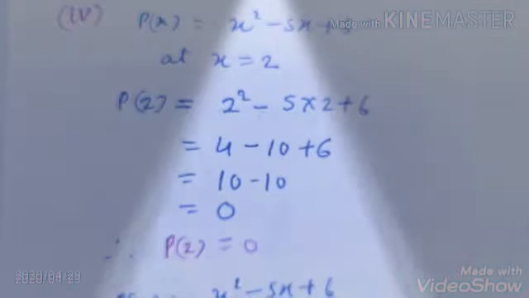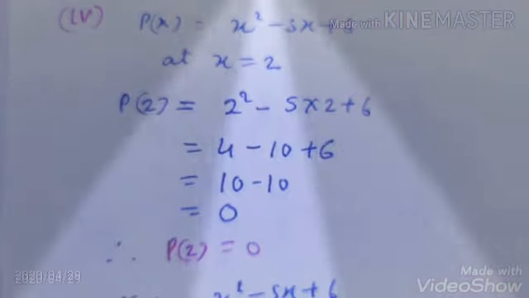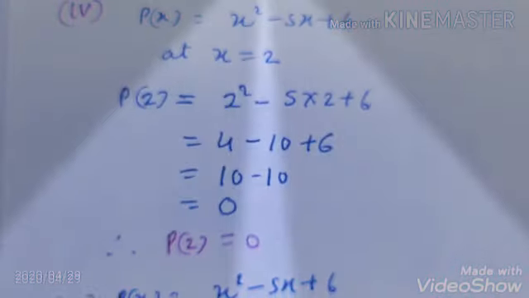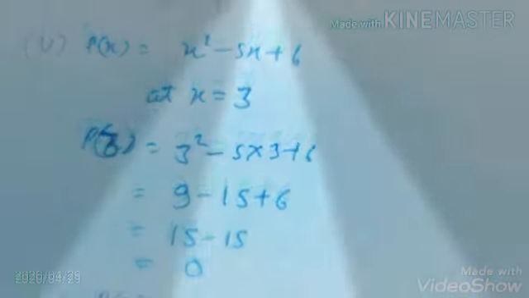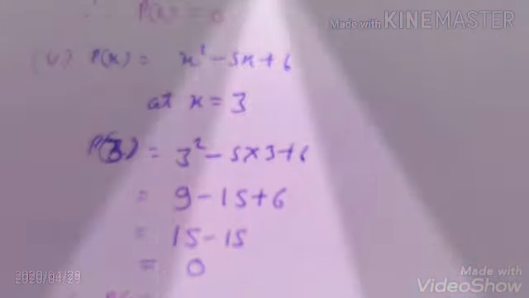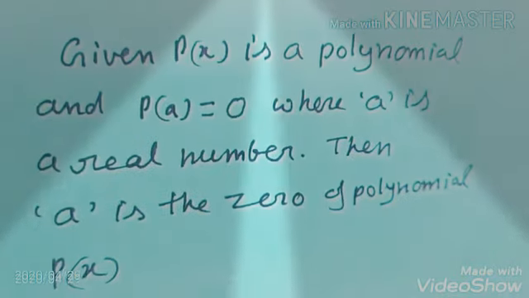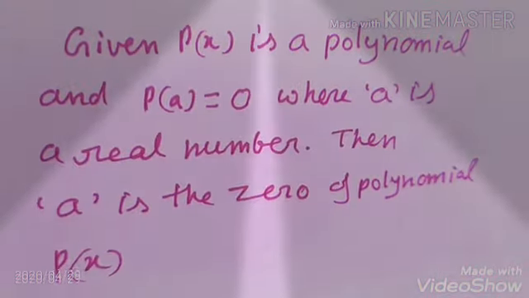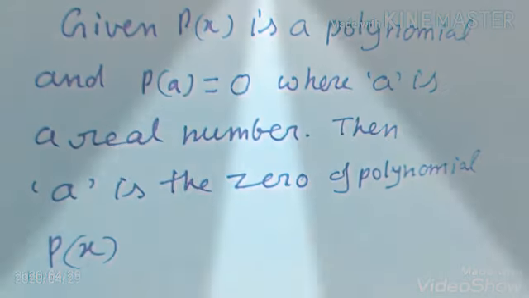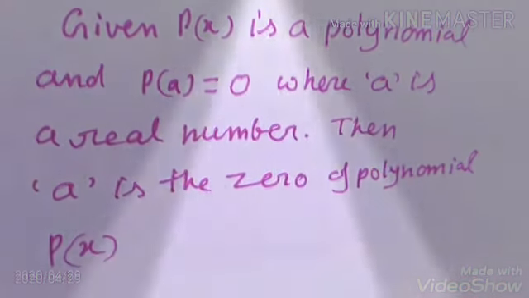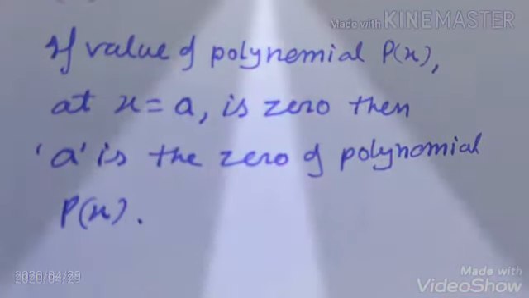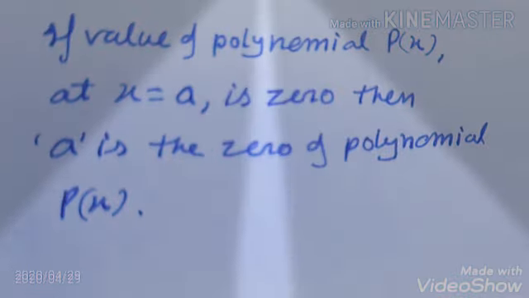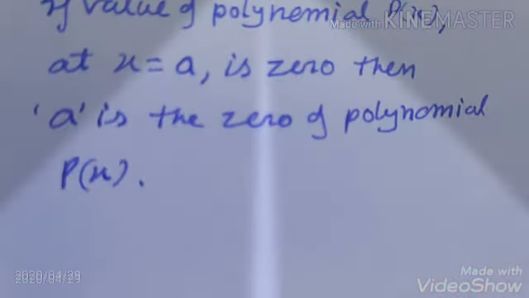So in the fourth part, when we take x equal to 2, the value of P(x) is equal to 0, that's why 2 is the zero of the polynomial. Fifth part, when we take x is equal to 3, the value of the polynomial becomes 0, therefore 3 is the zero of the polynomial. So we can define it as, given P(x) is a polynomial and P(a) is equal to 0, where a is a real number, then a is the zero of polynomial P(x). One more simpler definition can be, if the value of polynomial P(x) at x is equal to a is 0, then a is the zero of polynomial P(x).